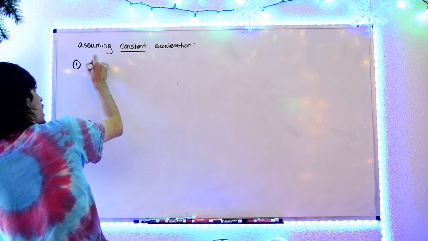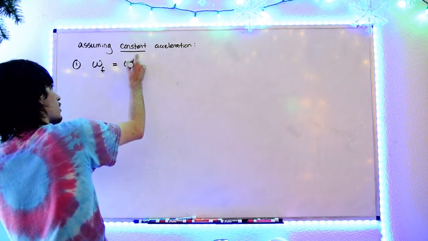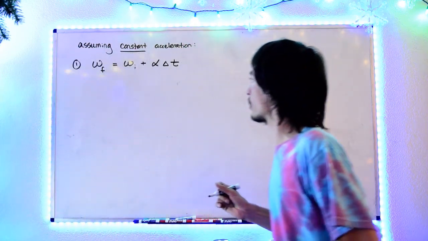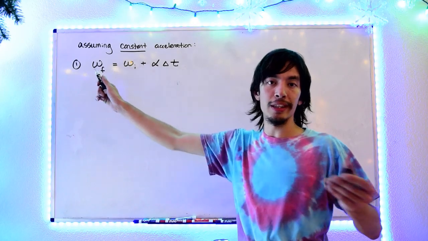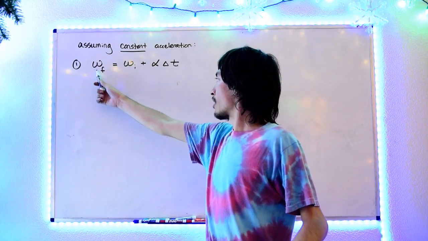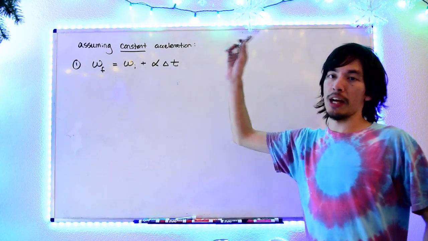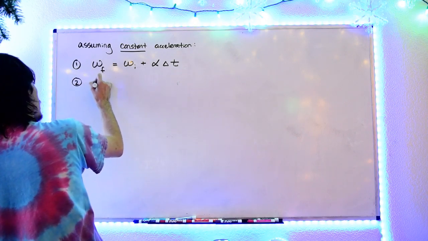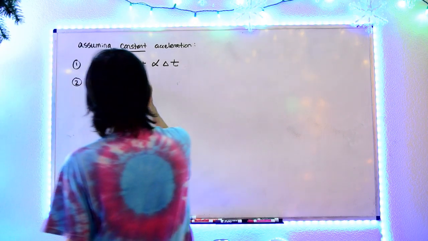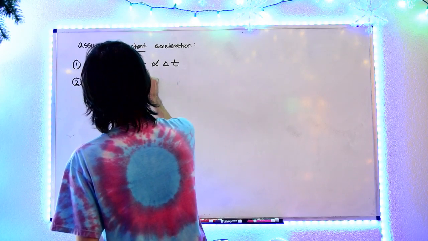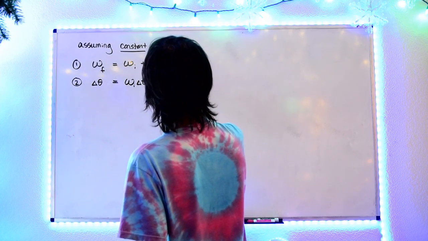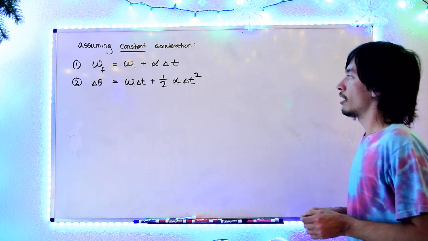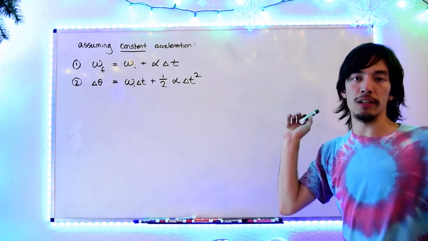You have the angular speed final equals the angular speed initial plus the angular acceleration times the time. This is perfectly analogous to your linear kinematic equation, which says that the final velocity equals the initial velocity plus the acceleration times the time. The other essential one is that the change in angular position, or the angular displacement, is the angular speed initial times the time elapsed plus 1/2 the angular acceleration times the time elapsed squared. Okay? If you have these 2 equations, you can technically solve the problem.